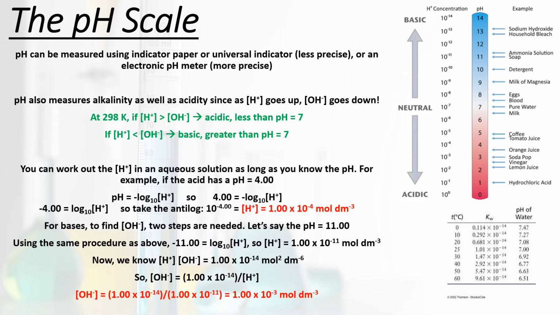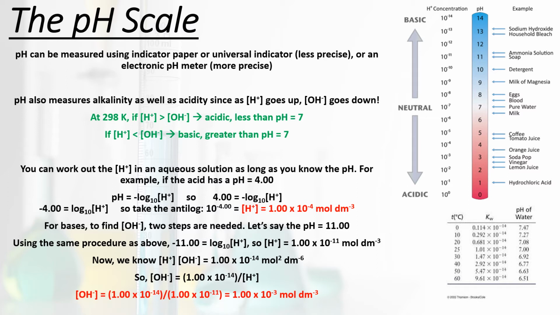So we can measure pH by using indicator paper or a universal indicator. That's less precise. A more precise way to do it is by using an electronic pH meter that you've calibrated. But pH also measures alkalinity as well as acidity, because as we said, as H plus concentration goes up, OH minus concentration must go down. And so at 298 Kelvin, we say that if our H plus concentration is greater than our hydroxide ion concentration, it's acidic and we'll have a pH less than 7. If our H plus concentration is less than our OH minus concentration, that's a basic solution, and therefore the pH will be greater than 7.